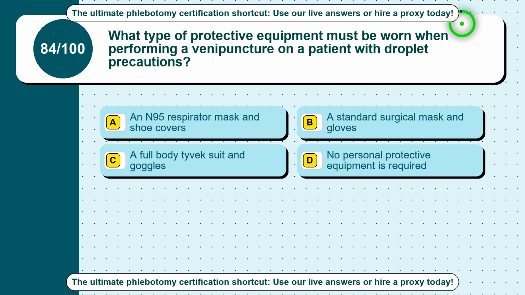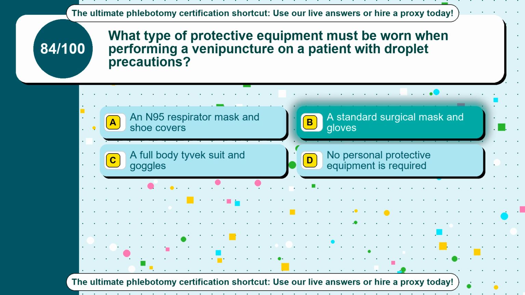Question 84. What type of protective equipment must be worn when performing a venipuncture on a patient with droplet precautions? Option A, an N95 respirator mask and shoe covers. Option B, a standard surgical mask and gloves. Option C, a full body Tyvek suit and goggles. Option D, no personal protective equipment is required. The correct answer is option B, a standard surgical mask and gloves.